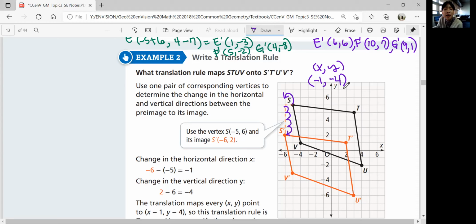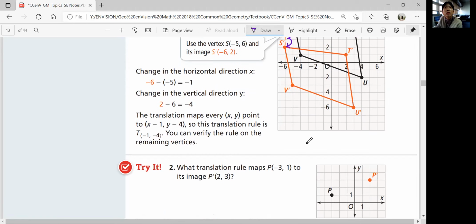That is your translation. So writing the rule, you're going to say capital T, and in the subscript you're going to write these coordinate points, negative 1, comma, negative 4, and the symbol for quadrilateral STUV. So the rule could be abbreviated like this: T sub parentheses negative 1, comma negative 4.